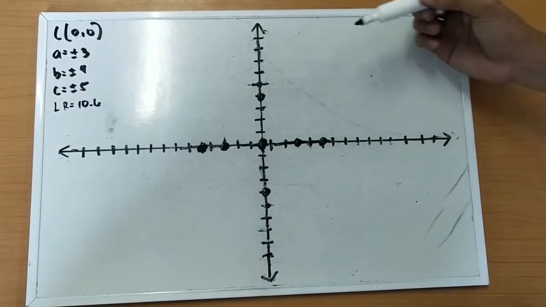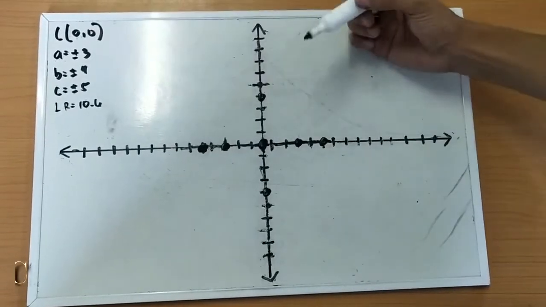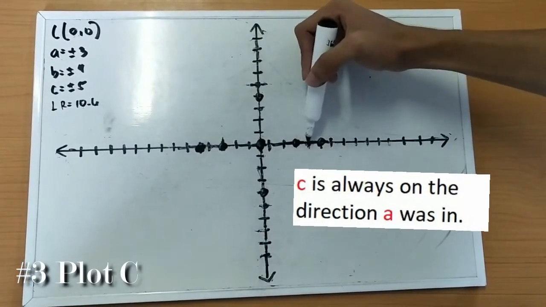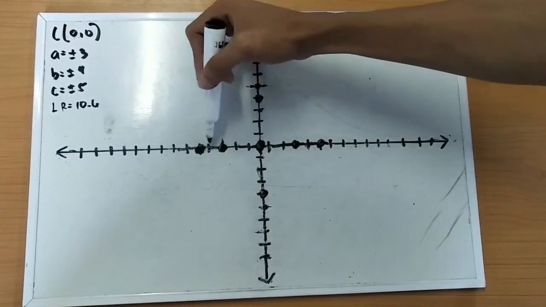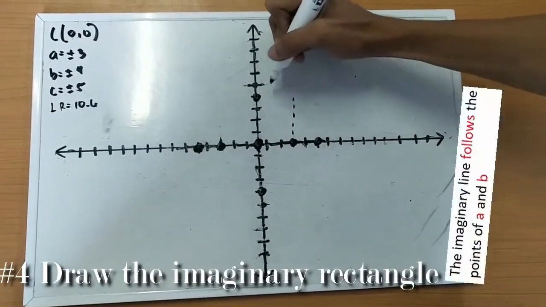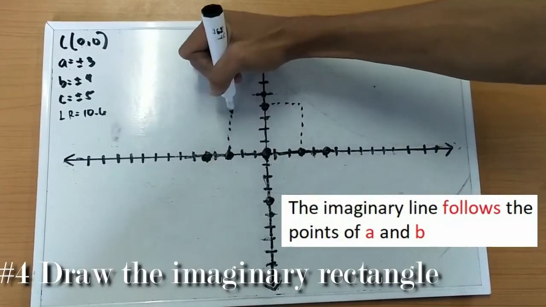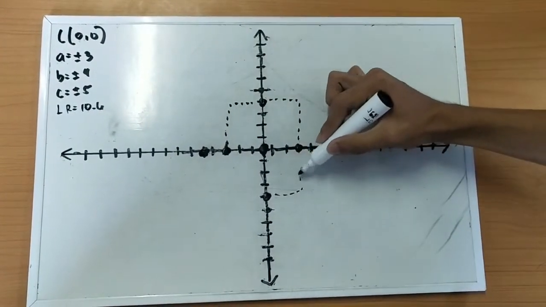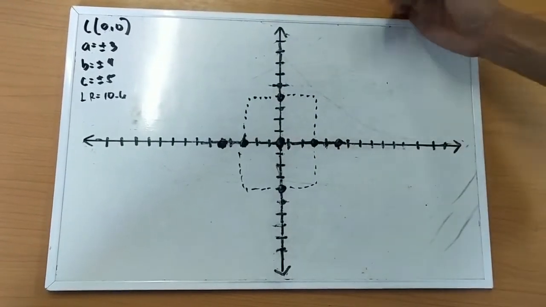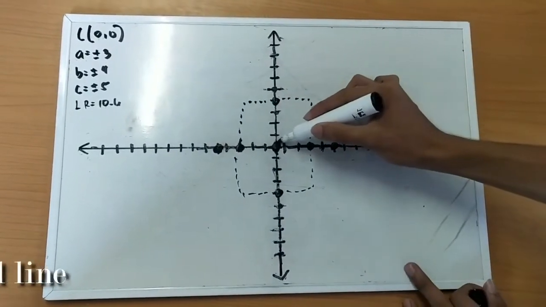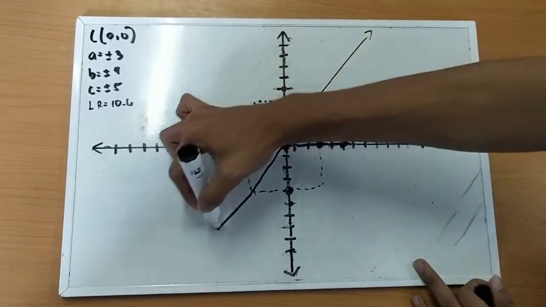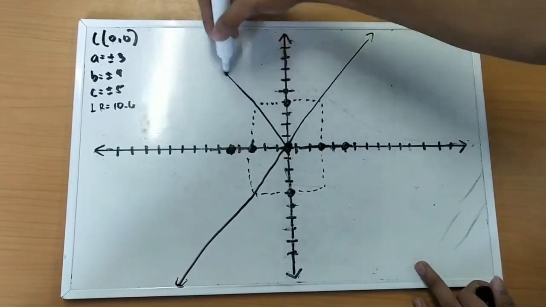After that, we need to plot the C, which is positive negative 5, to the right and to the left. 1, 2, 3, 4, 5. Then 1, 2, 3, 4, and 5. Then we're going to make an imaginary rectangle passing through the A and B. Then next, from the center, we're going to make a diagonal line to the corner of our imaginary rectangle, extending each side.